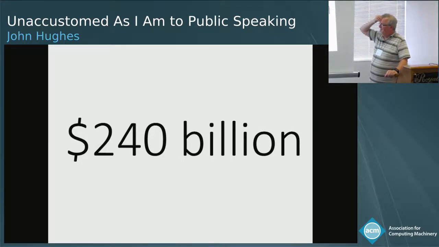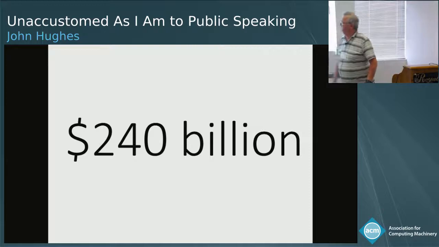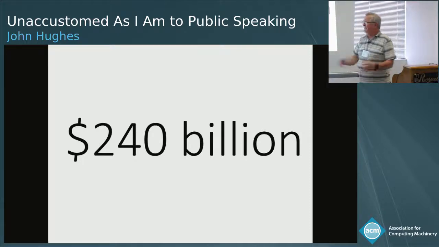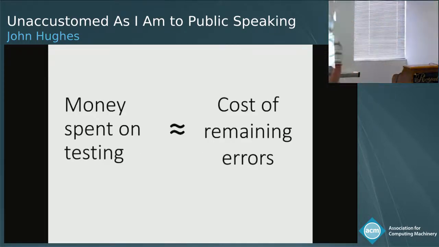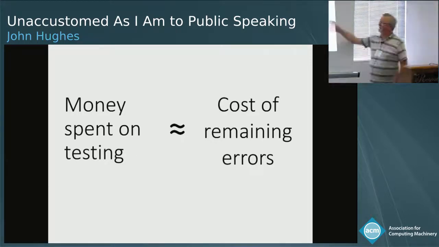Now, how much of that, I wonder, was spent on software development? Well, I can only guess. Some of it will have gone on marketing, some of it will have gone to Bill Gates, but let's guess that maybe half of it was spent on development, 120 billion. How much of that was spent on testing? If you ask people what proportion of the cost of a software project is made up of testing, you get differing answers, but kind of ballpark, 50%. Okay, 50% of 120 billion, that's also 60 billion. So the money spent on testing seems to be roughly the same as the cost to society of the remaining errors.